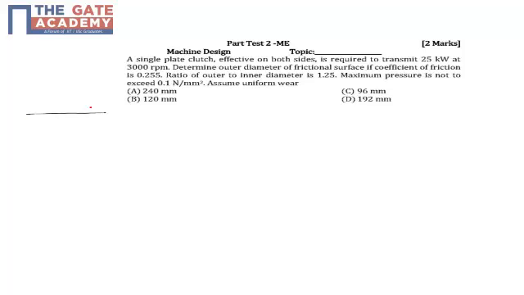Let's discuss a question on machine design. We have been given a single plate clutch which is effective on both sides and which transmits a power of 25 kilowatt, and the speed is given, which is 3000 rpm. Based on these two pieces of information, we can find out the torque that is coming on the shaft, or the torque that the clutch surfaces have to transmit.